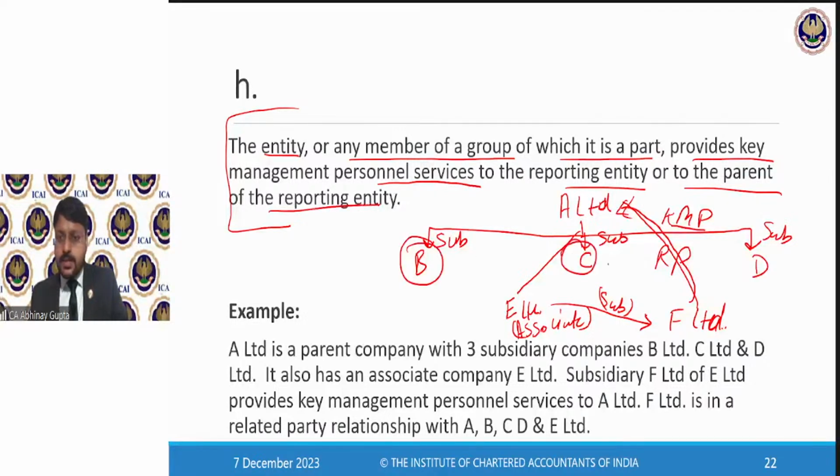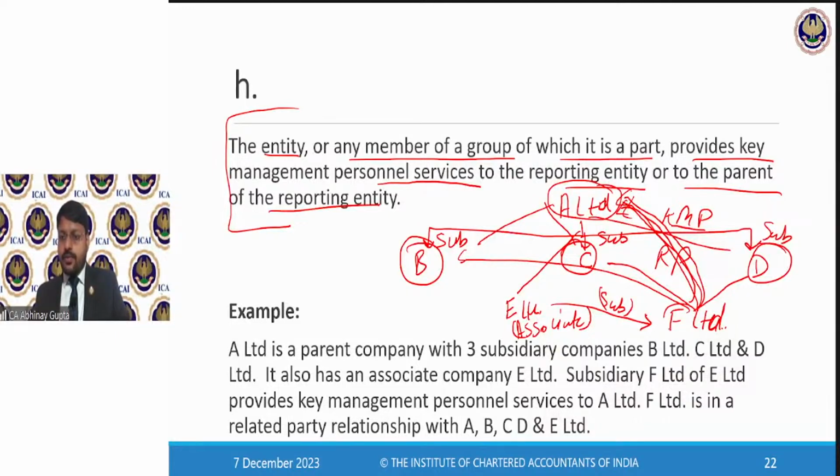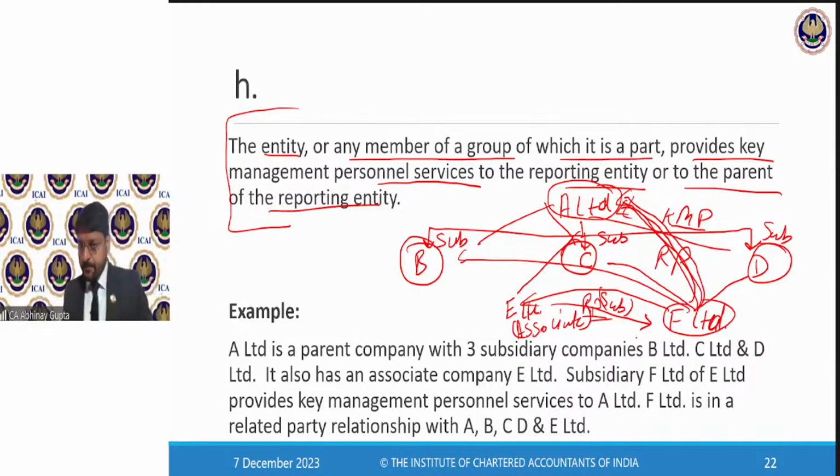B, C, and D are subsidiaries, yes, because F Limited is providing KMP services to the parent, and A Limited is the parent company for all these subsidiaries, right? So it is related to the parent, hence it is related to the subsidiaries as well, and vice versa. And because F Limited is anyway a subsidiary of E Limited, by default they are related parties to each other, right? Clear?